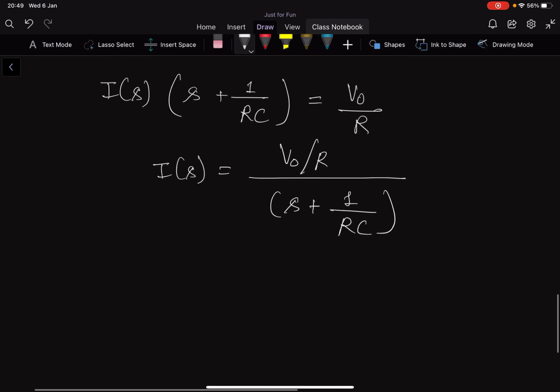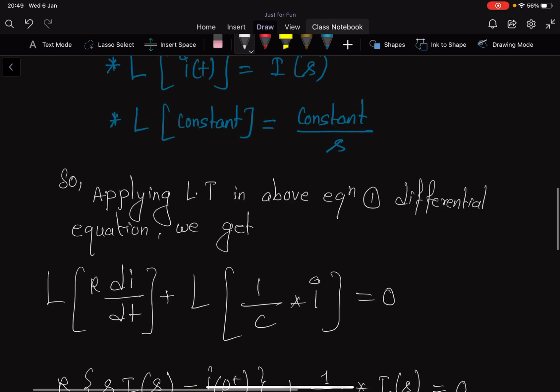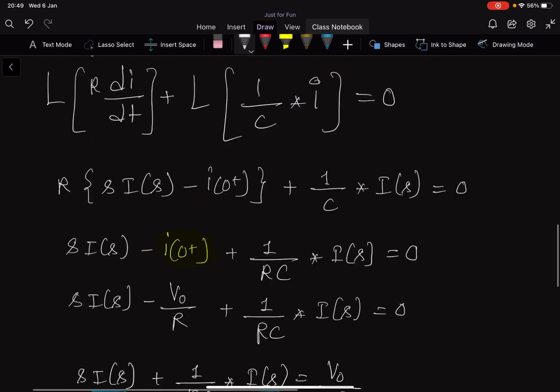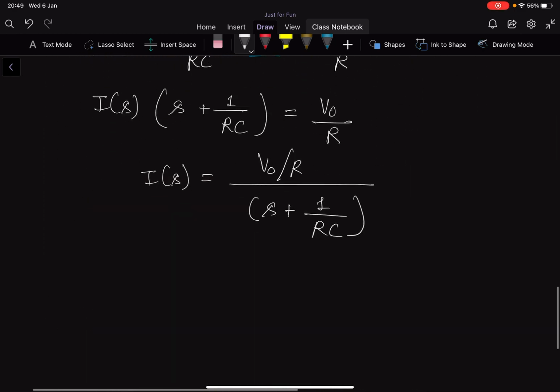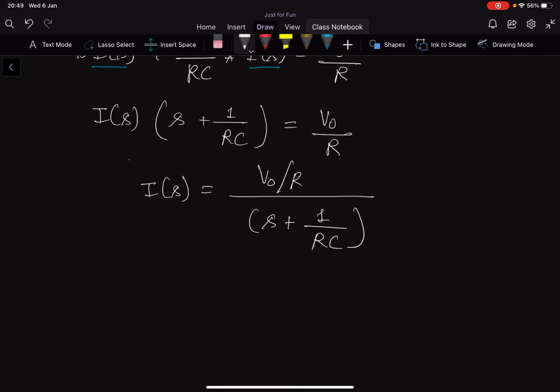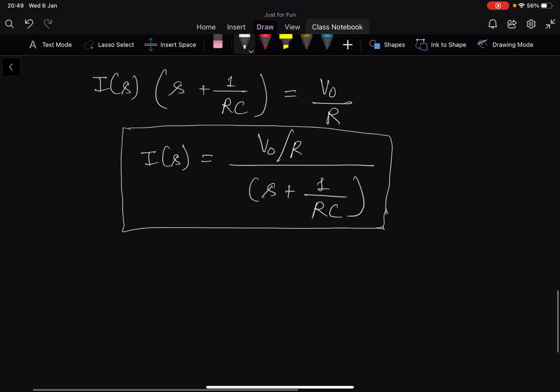Right, so this is basically our second step. So we are done with the second step. What we did in second step, we applied Laplace transform and found our transfer function. So this relationship is called transfer function, in a frequency domain. Okay, so we are done with our step 2. Now what we need to do for step 3? Now we are moving on to step 3.